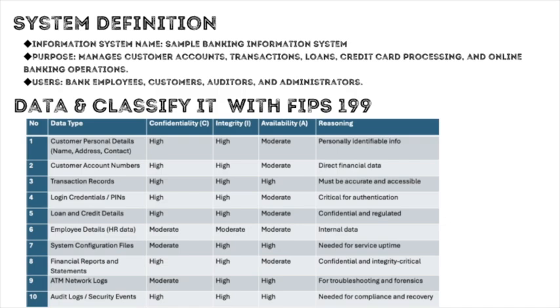From this classification, the highest values are high across confidentiality, integrity, and availability, so the final system baseline is classified as high. This means that any compromise could cause severe financial, legal, and reputational damage.